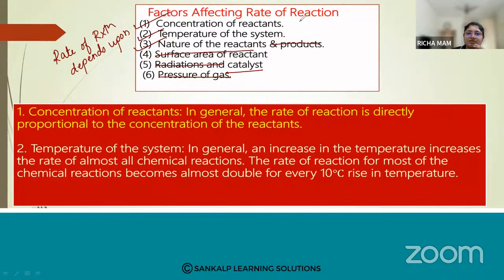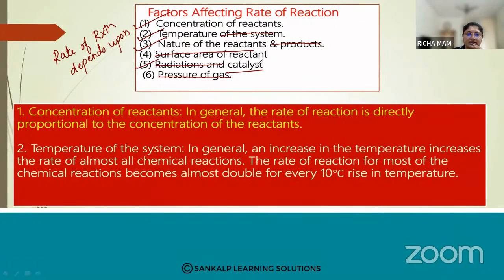So what are the factors which are affecting the rate of reaction? Concentration of reactant, temperature, nature of the reactant, and catalyst. So these are the four important factors which will affect the rate of reaction. Please note it down.